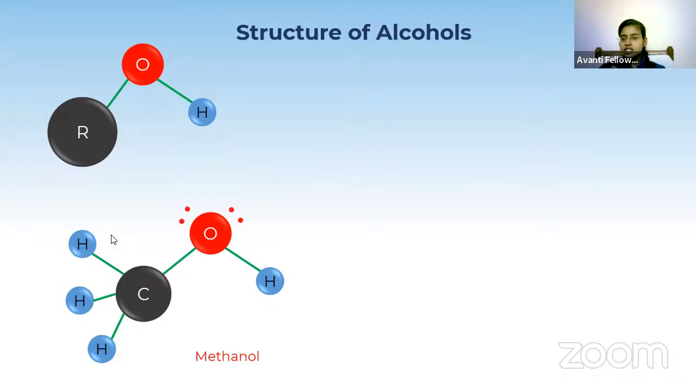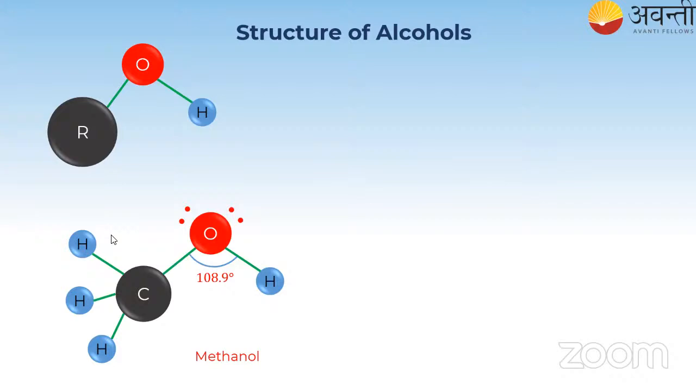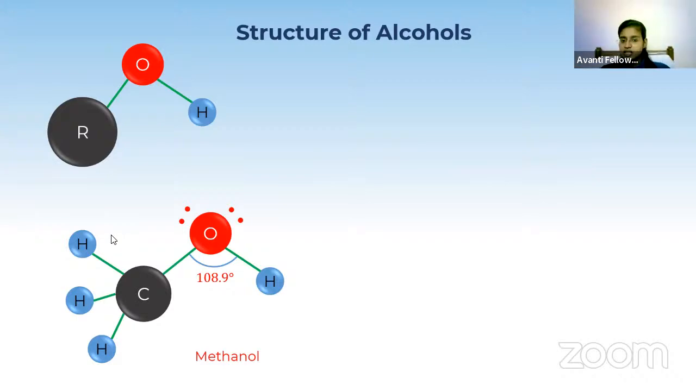Now, oxygen has two lone pairs. We all know that oxygen forms two bond pairs and has two lone pairs of electrons. Because of these lone pairs, the carbon-oxygen-hydrogen bond angle will be 108.9 degrees. The carbon-oxygen bond length and the oxygen-hydrogen bond length have values of 142 and 96 picometer.